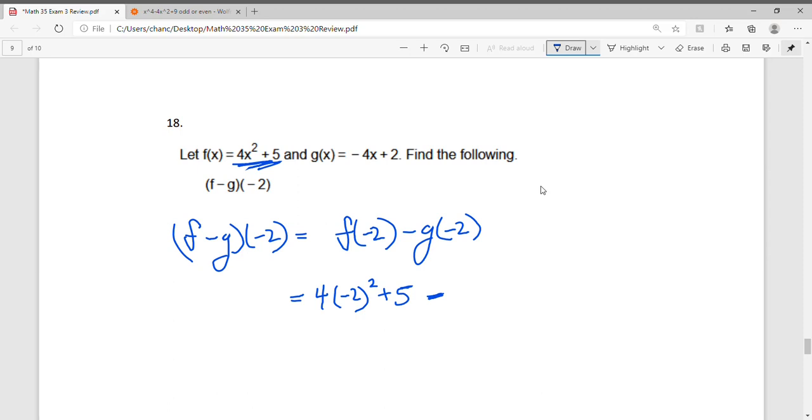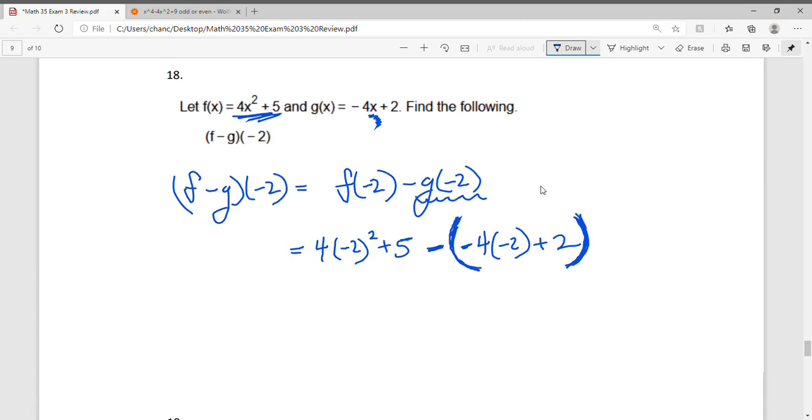G of negative 2 is substituting a negative 2 into g of x. That's negative 4 times negative 2 plus 2. Now I'm extra careful here. I'm extra careful when I subtract g of negative 2. I want to ensure that there's a parentheses around the entire thing, g of negative 2. This forces me to subtract the whole thing and not just part of it. So be careful with that. Make sure you have a parentheses around g of negative 2.